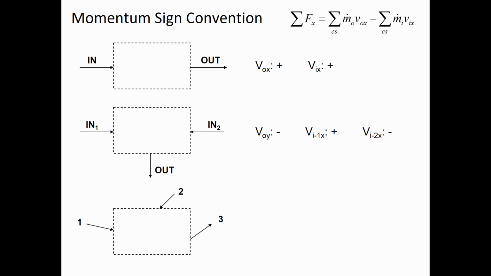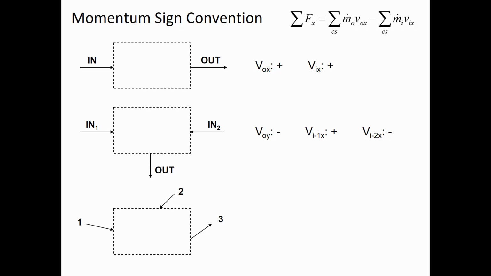All right, let's look at stream 2, which is also in. So velocity in at 2 in the x direction. Is that positive or negative in the x direction? Negative, good, because it's to the left. Velocity in for stream 2 in the y direction. Also negative because it's downward.